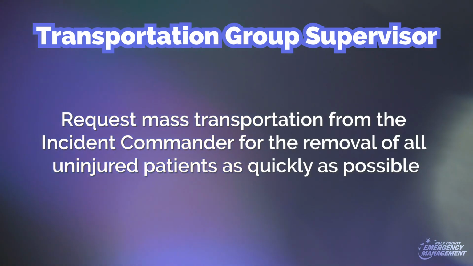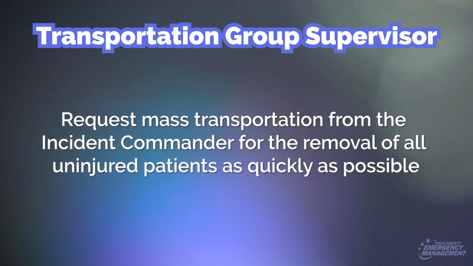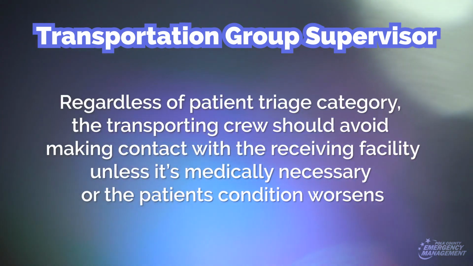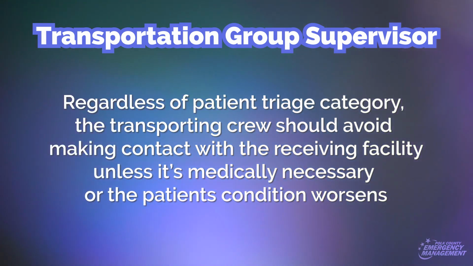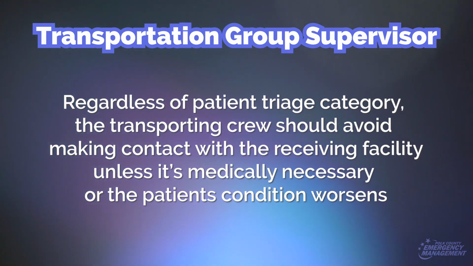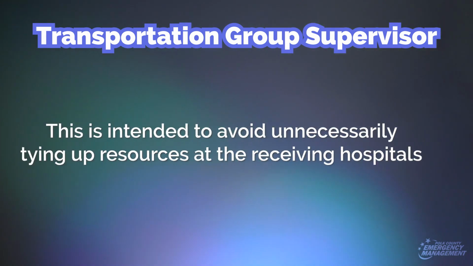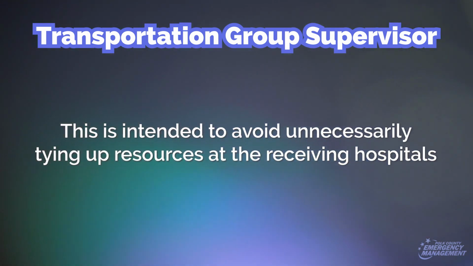The Transportation Group Supervisor should request mass transportation from the incident commander for the removal of all uninjured patients as quickly as possible. Regardless of patient triage category, the transporting crew should avoid making direct contact with the receiving facility unless it's medically necessary or the patient condition worsens. This is intended to avoid unnecessarily tying up resources at the receiving hospitals.